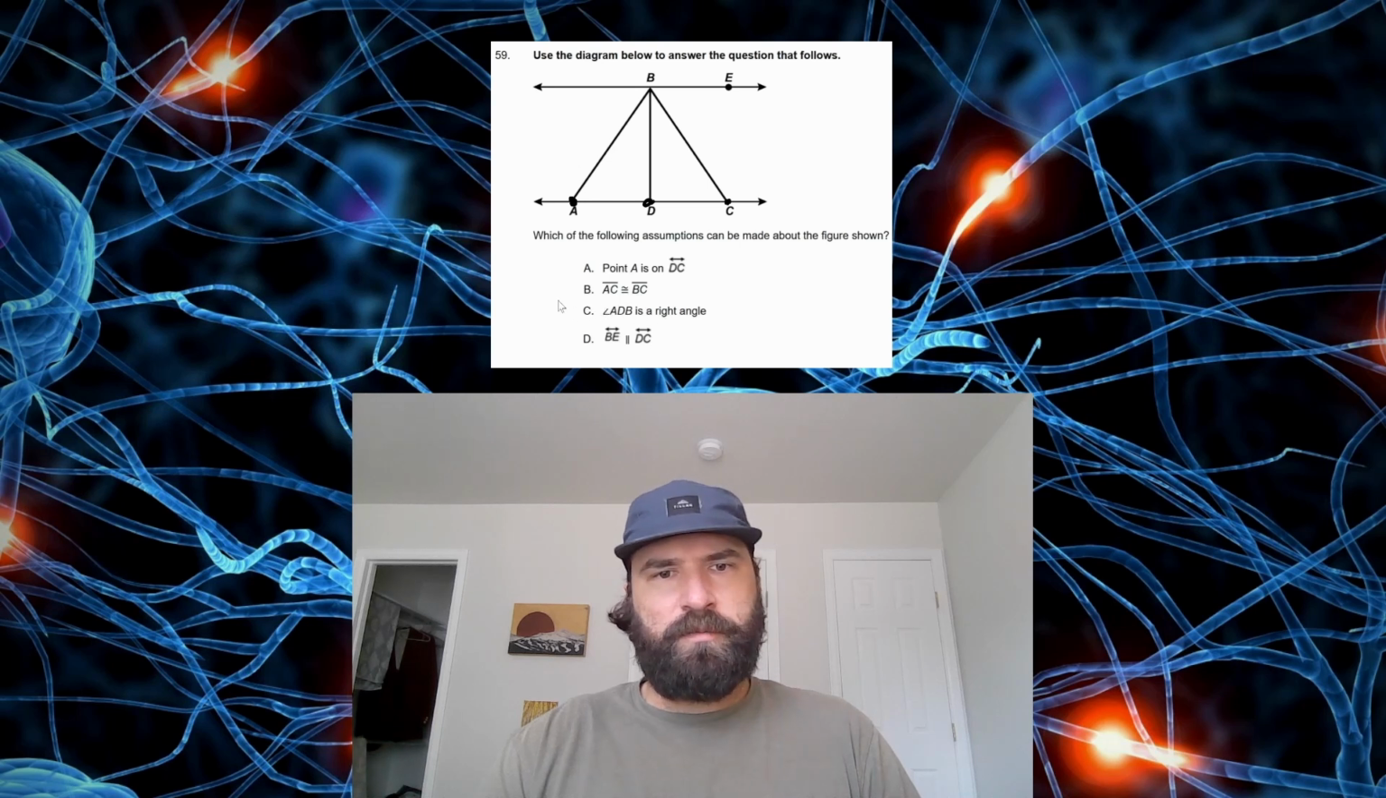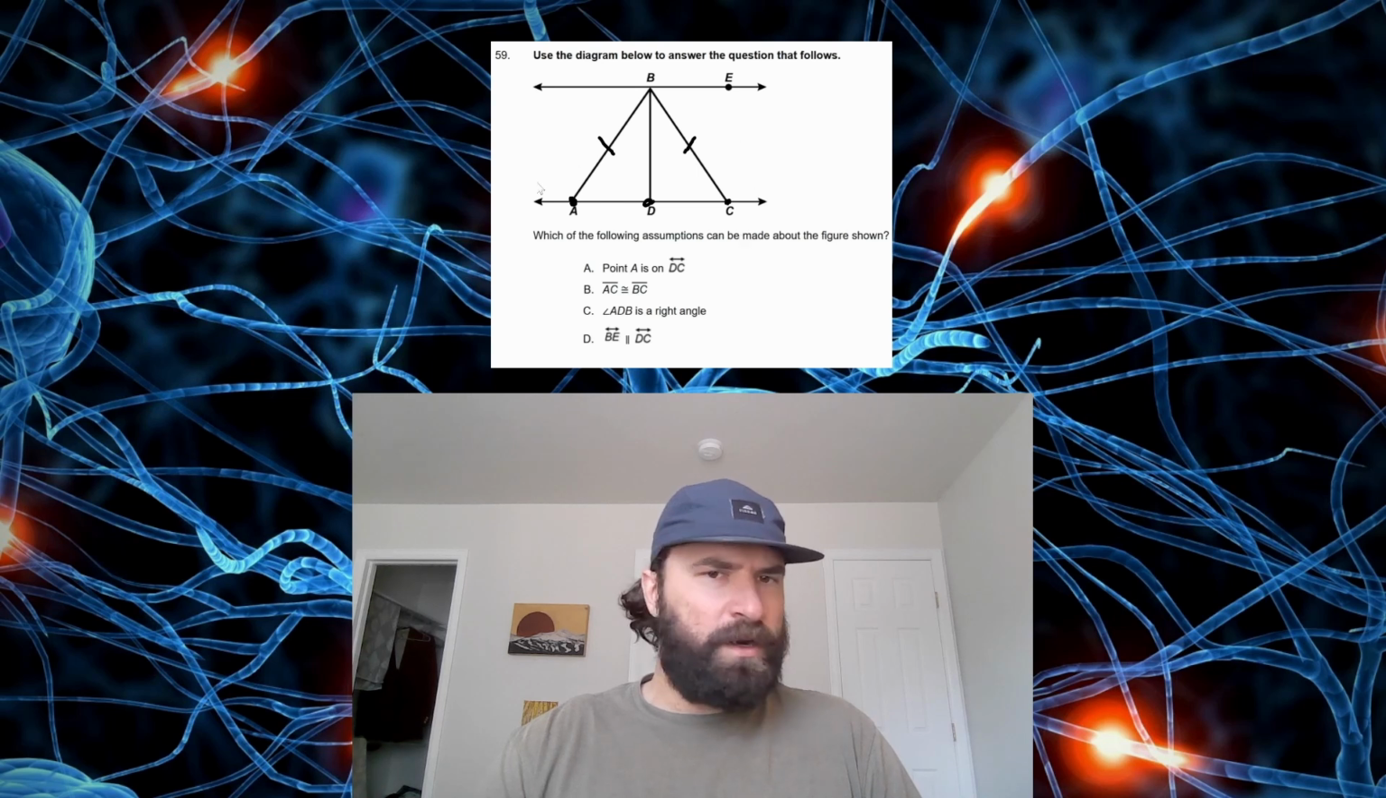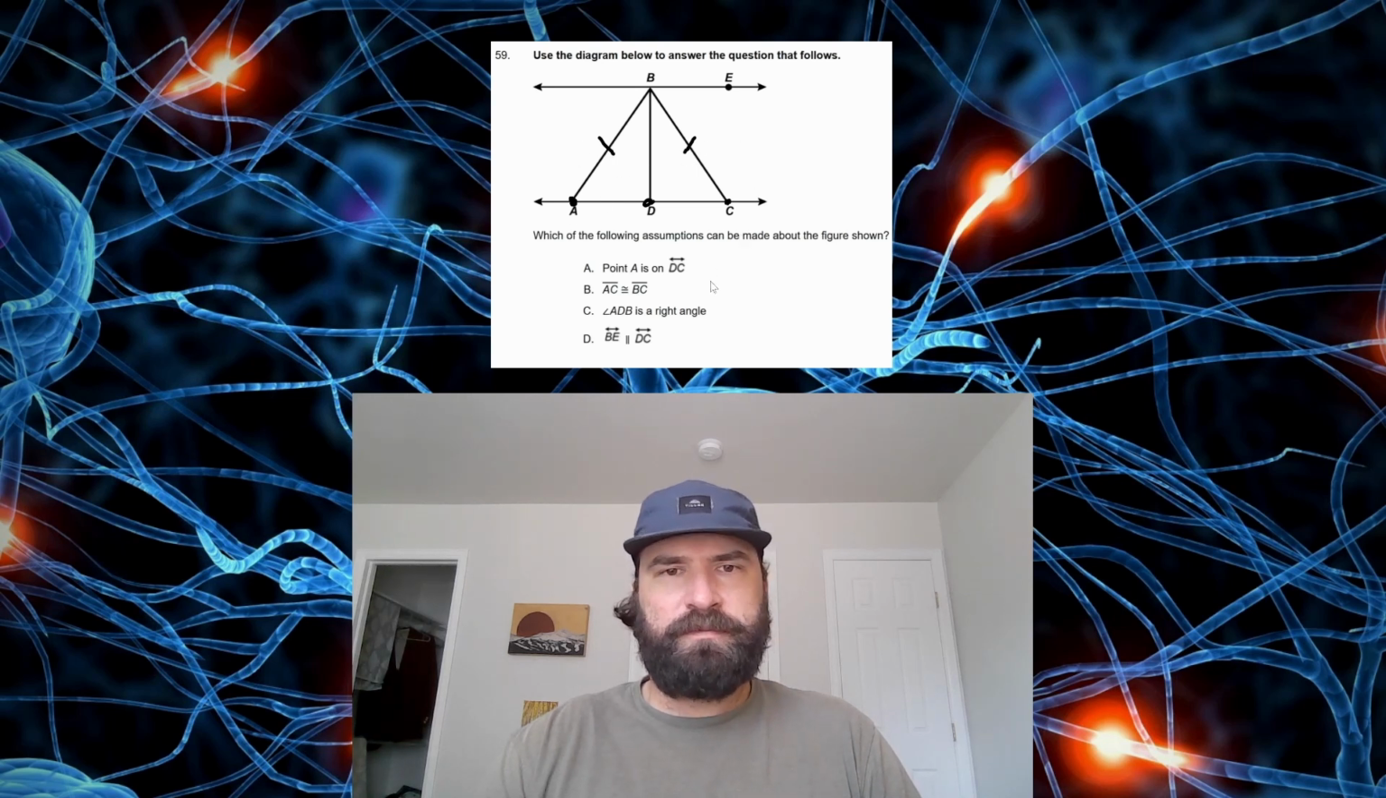So B says line AC is congruent to line BC. So that's this and this are congruent. There aren't any markings on the picture. If those little lines were given by the picture, that would be true, but they're not. So I don't think we can make that assumption given what we're told in the picture. So I'm going to say B is not necessarily true. It could be true, but we don't know that it's true.